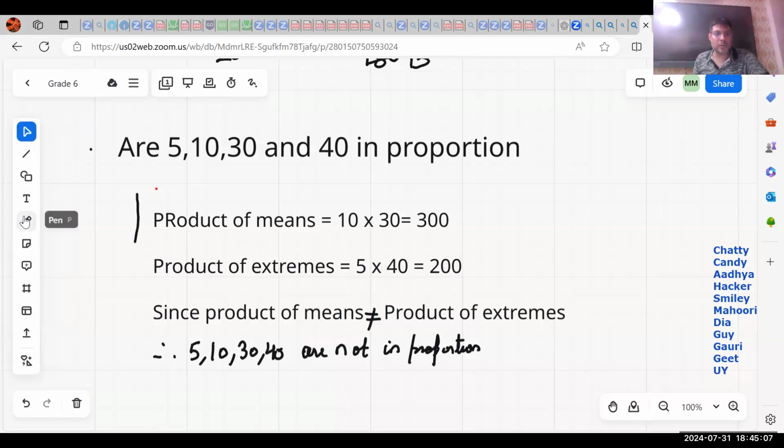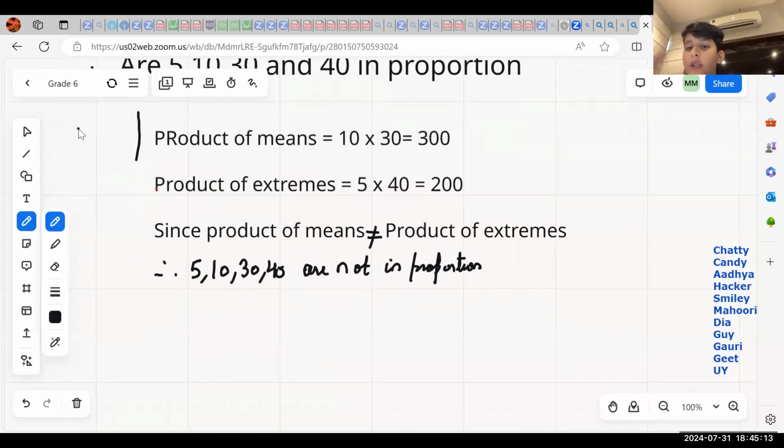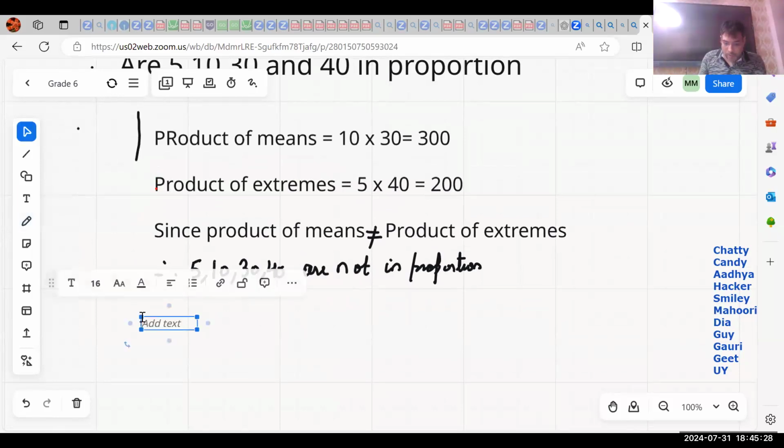Beta, algebra should come before ratio proportion. Yes sir, so we'll have ratio proportion in the next term. After this I think we have linear equations. Guys, we have now started the chapter on linear equations. If anyone has a problem in algebra, they can always ask me.